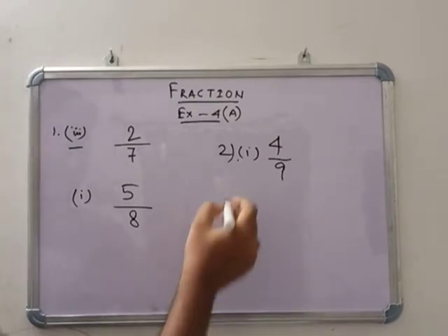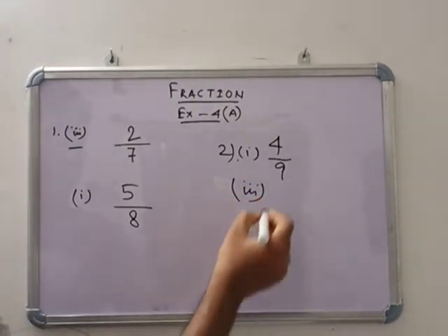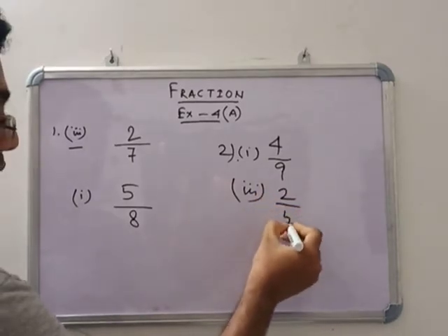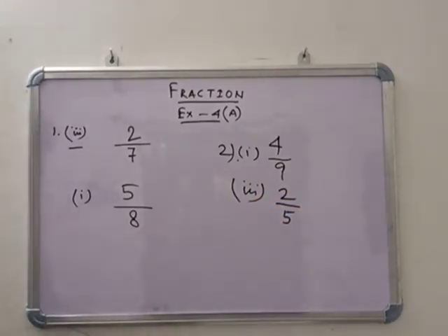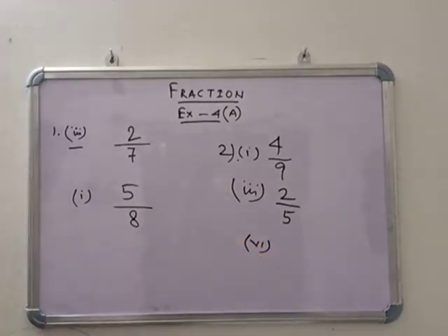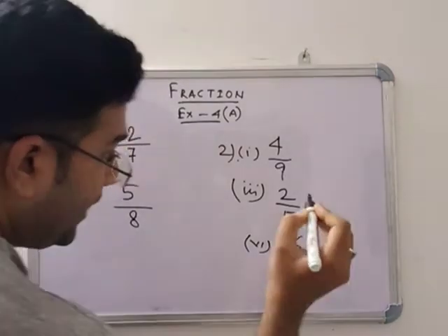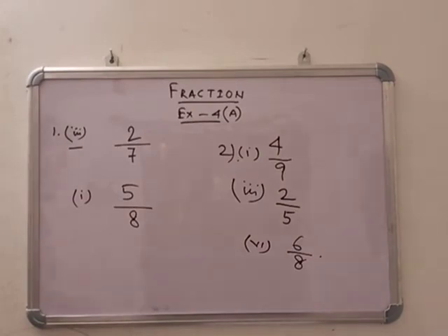In number 3, see that 2/5. That means 2 by 5. Now in number 6, given 6/8, that means 6 by 8. Note it down on a page.